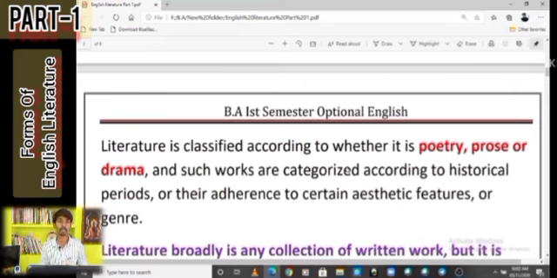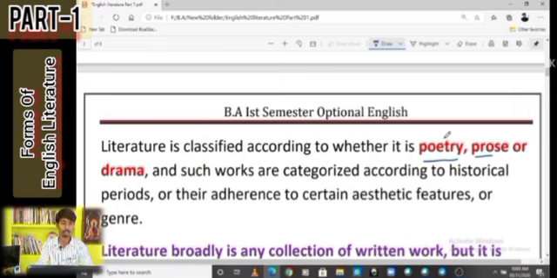Before going to your topic, I just want to tell you what is meant by literature. Literature is classified according to whether it is poetry, prose or drama. We are classifying literature; it may be poetry, prose or drama. That is considered literature. So what is poetry, what is prose and what is drama? We have to discuss this topic today.